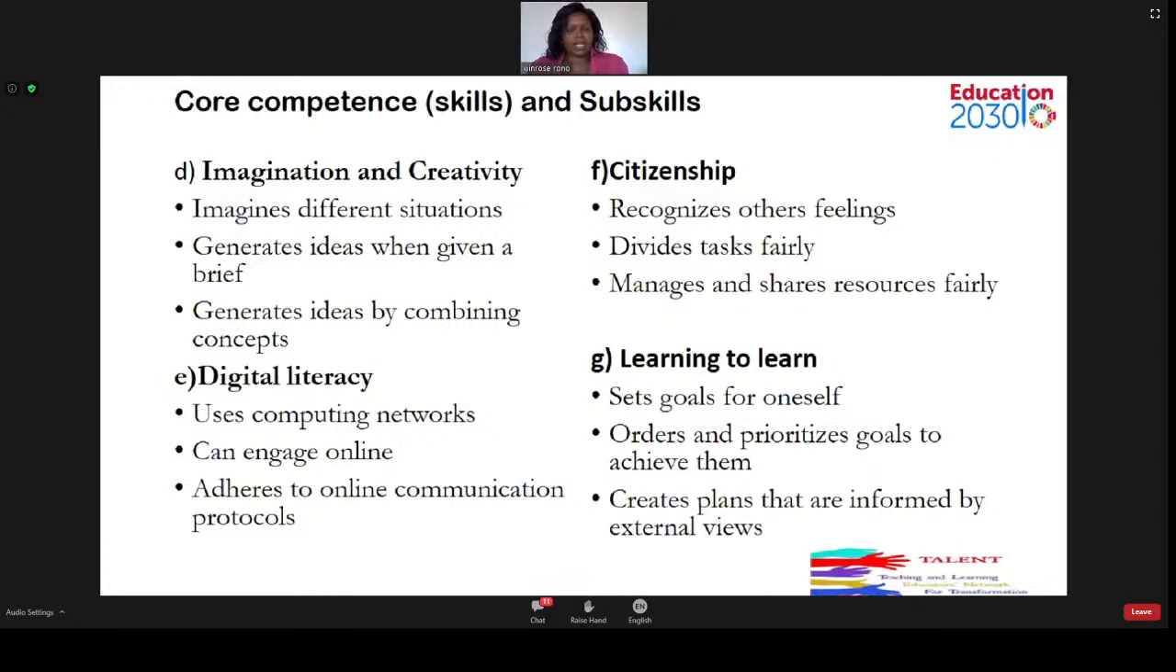So in essence, for ease of teaching, reinforcing, and assessment, we have broken down the core skills into sub-skills and even sub-sub-skills.